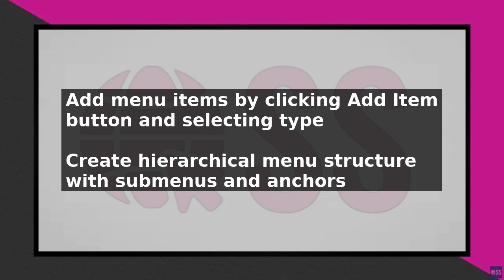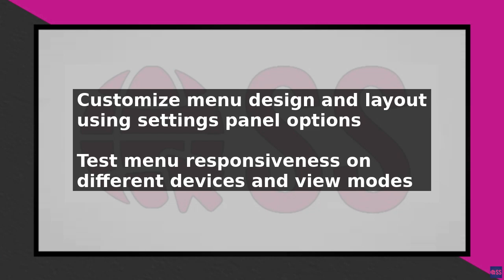Once you have added all your menu items, you can customize the design and layout of your menu. Use the Settings panel to change the font, color, and spacing of your menu items. To make your menu responsive, use the device view options to test how your menu looks on different devices. You can also use the Wix built-in features to make your menu sticky or fixed to the side of the screen.